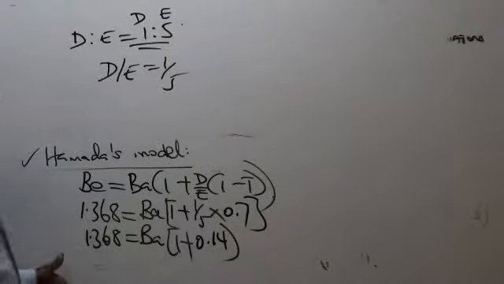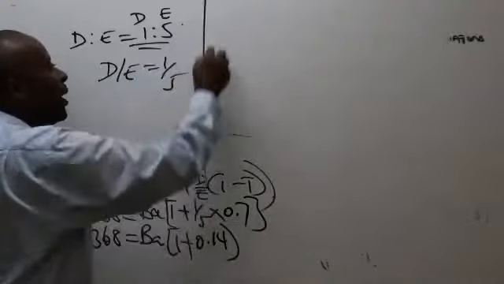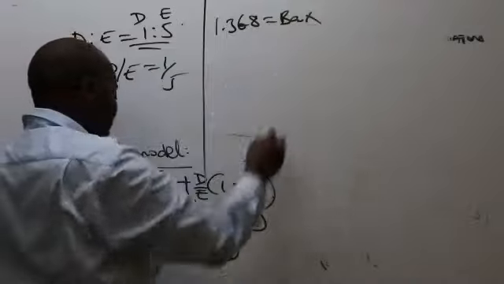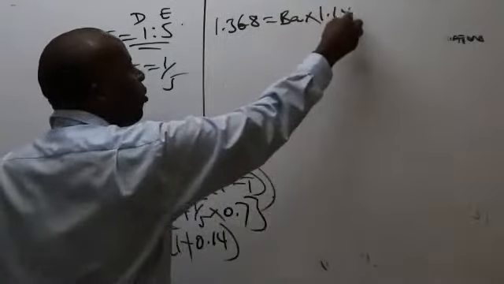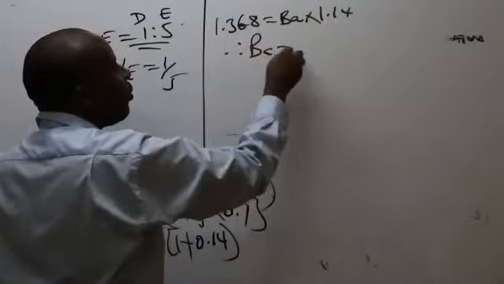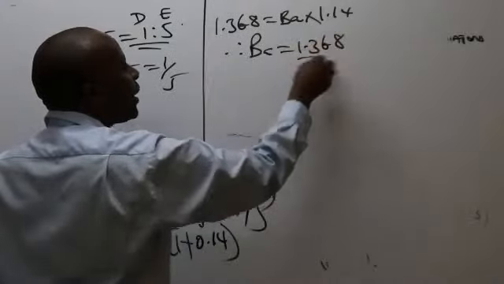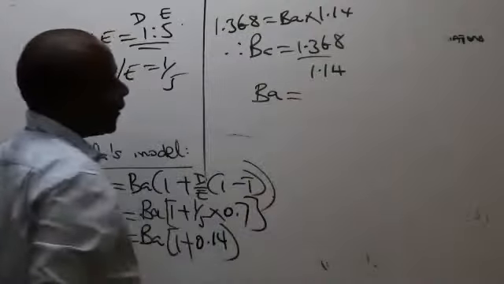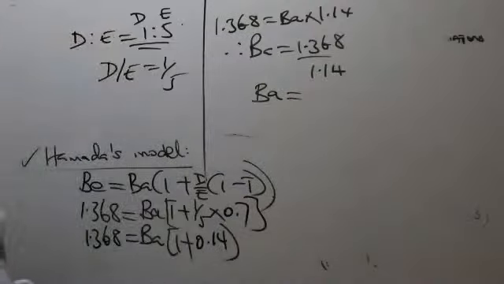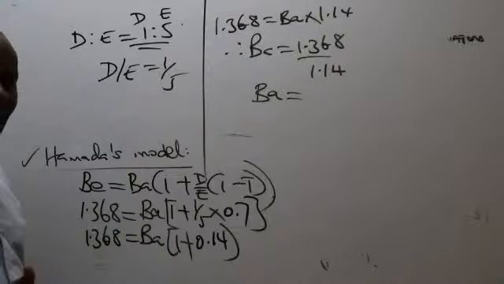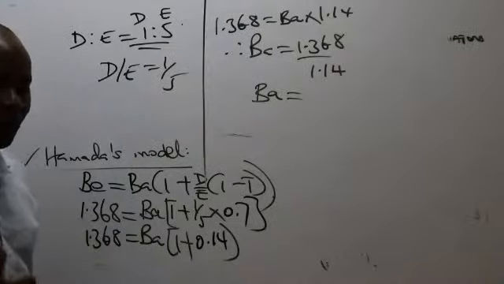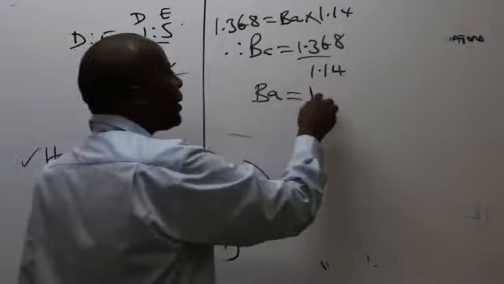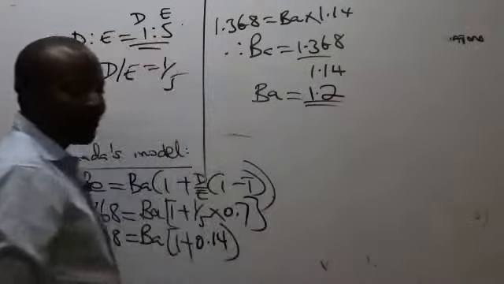Thank you very much. So what this would mean is that my 1.368 equals BA times basically 1.14, implying that BA will be 1.368 divided by 1.14. Can somebody give me this BA, beta assets? I like what I'm seeing. Very good. So beta assets, somebody is telling me it's 1.2.